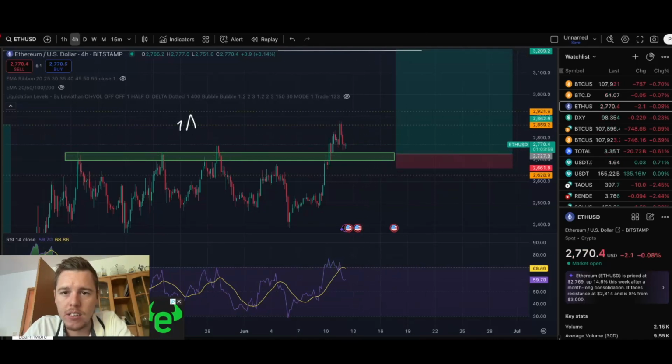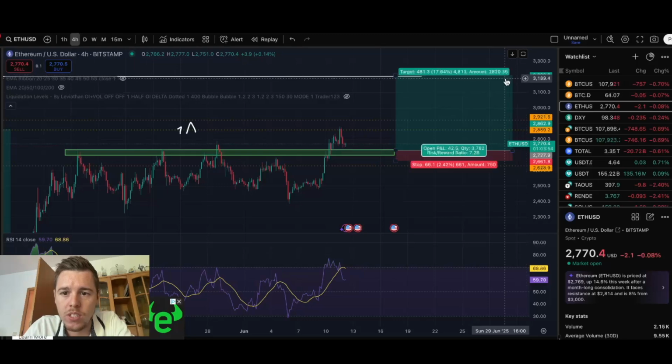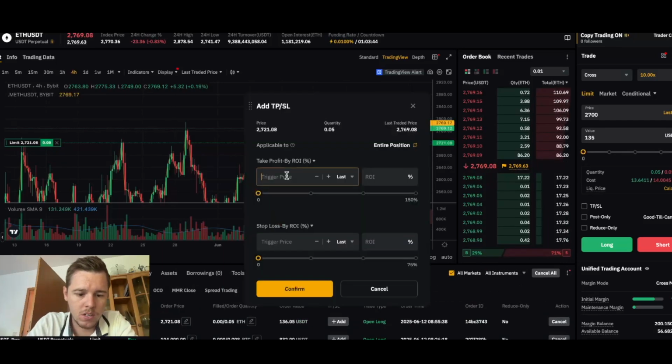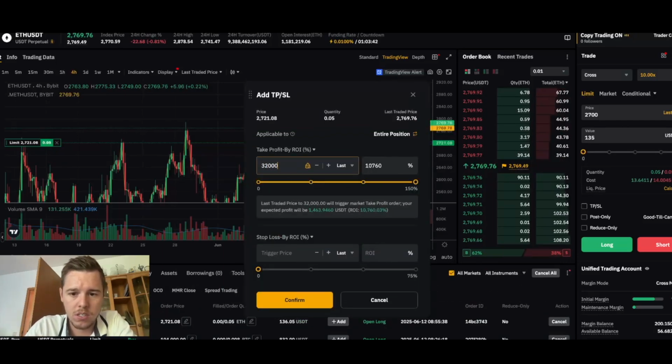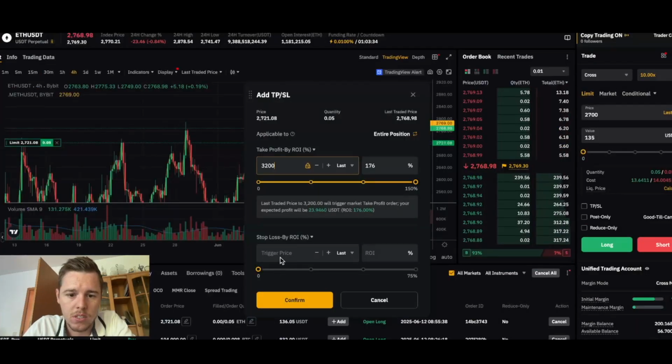So the trade would be all the way up to 3,200 US dollars. So let's make 3,200 US dollars there. And the stop loss we mark at 2,600.